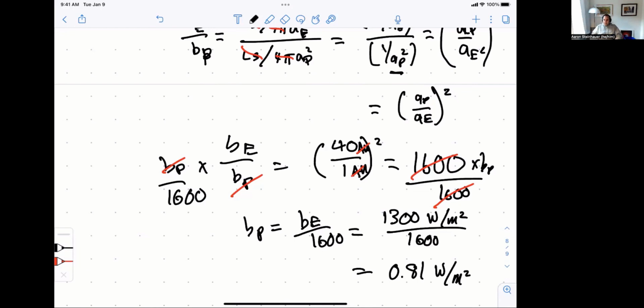So if you want to know why those objects in the outer part of the solar system are little frozen ice balls, this is why. The energy that they receive from the sun goes way down as you get further and further out in the solar system. We're getting 1,300 watts per square meter of energy. Pluto's getting less than 1 watt per square meter of energy.